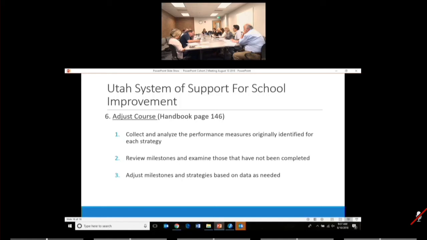And then I think starting on page 146 in the handbook, we have some actual tools that can be utilized for that, and there's a number of those. And so that's the 6th step of the improvement cycle, centered on the 4 domains for reputable improvement.